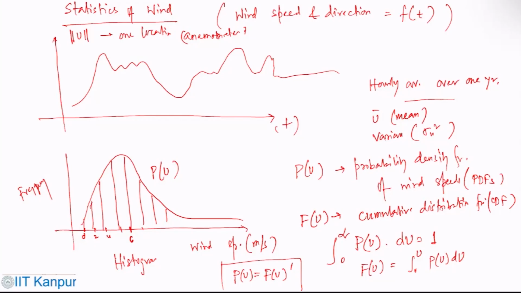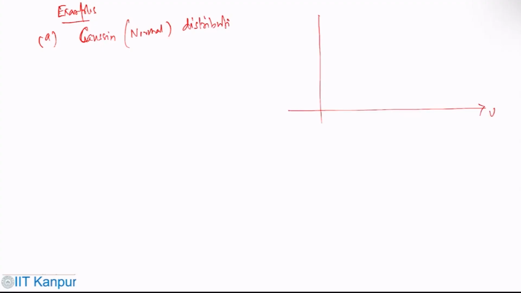So we can have some examples of different distribution functions. The simple one could be Gaussian or normal distribution. So which can be like this. I can have u, which goes like that. This is u bar, then this is u bar plus sigma u square. This is probability of u.